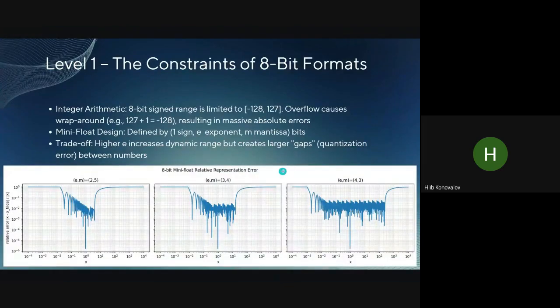At level 1, we started by exploring the physical limits of 8 bits. In integers, exceeding 127 causes a wraparound to -128, which is a catastrophic error in most contexts. Transition into mini floats allows us to represent a wider range, but introduces precision tradeoffs. As seen in the graphs, the relative error stays low in the normal range, but spikes at the edges where the format underflows to 0 or overflows to infinity.